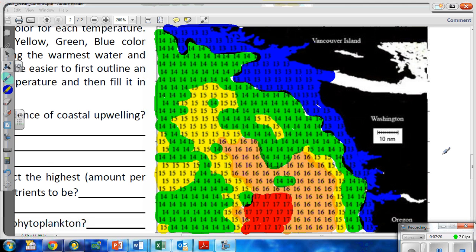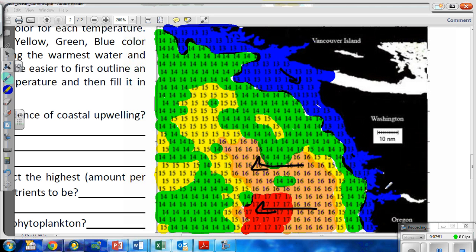Okay, so here is what your finished product would look like, something like this. I might have made a few mistakes here. But the first question was, does this map show evidence of coastal upwelling? Well, yes, it does, because what we're seeing here is that the warm water has been pushed offshore, and you have this cold water here, all coming up along the coastline, replacing it.